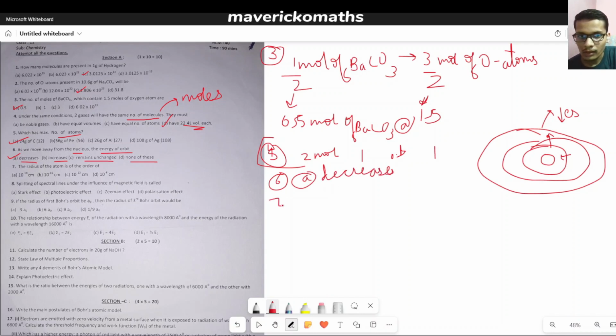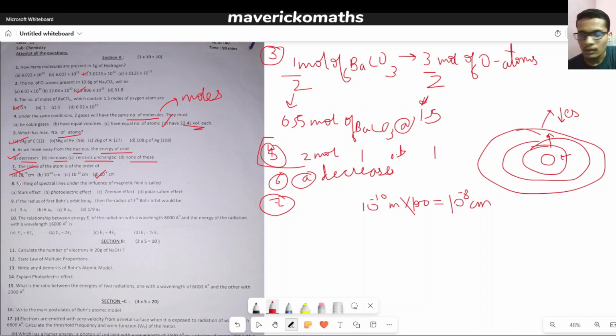Next question, that is the seventh one. The radius of the atom is of the order of 10 raised to power minus 10 centimeters or meters. See, it was 10 raised to power minus 10 meters. Multiplying it by 100 will give us 10 raised to power minus 8 meters, centimeters. Yeah. So D option will be correct here.